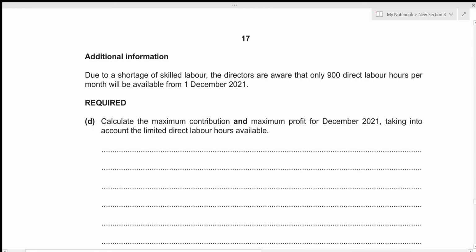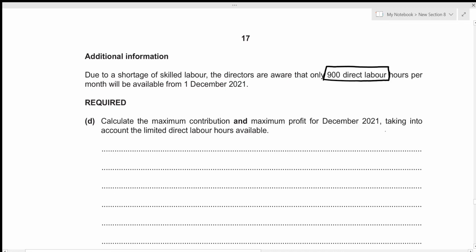We are given additional information. Due to a shortage of skilled labor, the directors are aware that only 900 direct labor hours per month will be available. But we actually just calculated in the third part that we require 1080 direct labor hours in order to produce the budgeted monthly output. Now we need to calculate the maximum contribution and maximum profit for December 2021, taking into account the limited direct labor hours available. So previously, while we had 1080 direct labor hours available, we already calculated the maximum contribution and maximum profit, but now we have a limited resource, right?